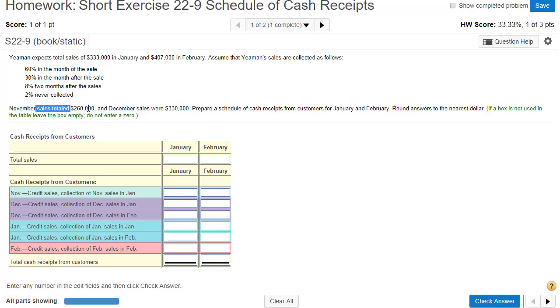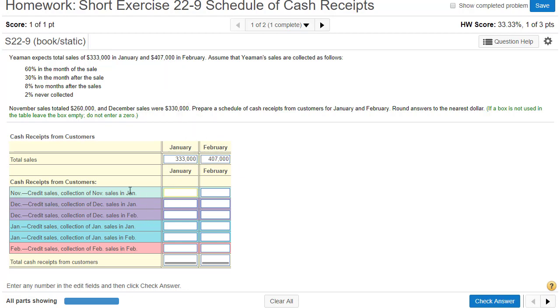And November sales totaled $260,000. December sales were $330,000. We're going to prepare a schedule of cash receipts from customers for January and February. Round answers to the nearest dollar, and if a box is not used in the table, leave it empty. Do not enter a zero. So the first thing we're going to do is plop in our January sales, 333,000. Tab over. February is 407,000.